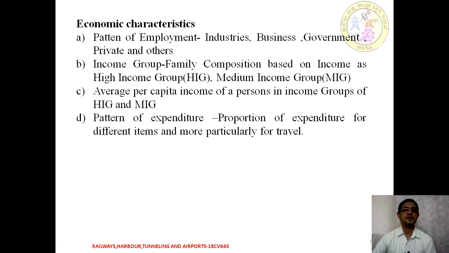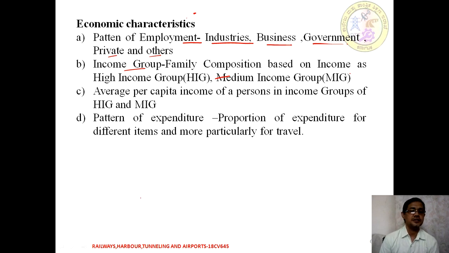Next parameter is going to be the economic characteristic. Usually the economic characteristics is going to be the pattern of employment. This pattern of employment is based on the industry, the size of the industry, type of business, and whether it is government, private or other sectors. Apart from that, the income group, it may be a family and its composition. So high income group, medium income group, etc. The average per capita income is going to be taken for the analysis for each of the income groups.